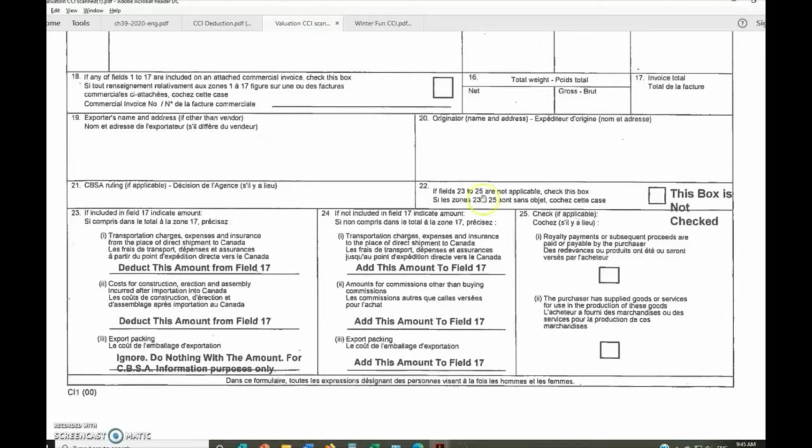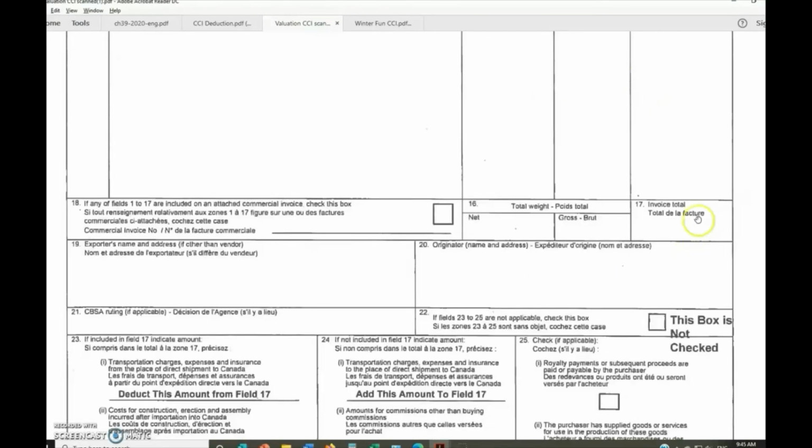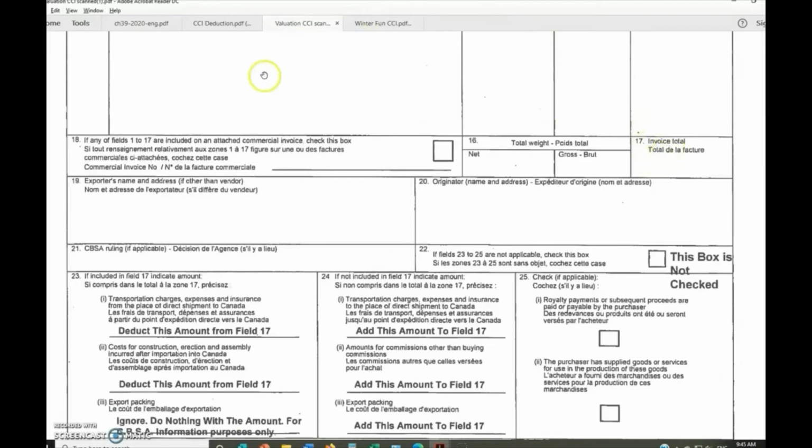So if there's royalties being paid, we have to check this box. We don't do anything with it, but we check this box. Subsequent proceeds means if we're going to sell this good at a later date, the good that's listed on the Canada Customs invoice, and we're going to get money for it, we have to indicate that here by checking the box. We don't give them the amounts or anything, we just check the box. These are kind of declaration only.